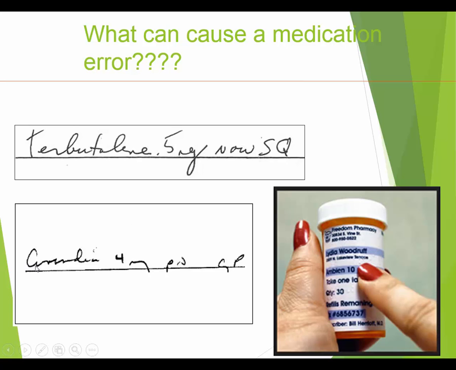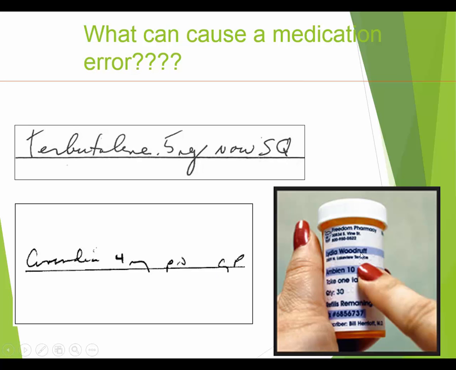This says Coumadin 4 milligrams PO q day, I guess, which is every day. But I'm guessing. This might be, I don't know, something, I don't know what that is, 4 milligrams PRN chest pain, I don't know. So just make sure that in this situation, if you don't know what that is, you get that clarified.